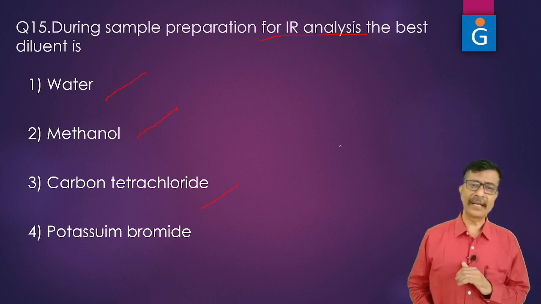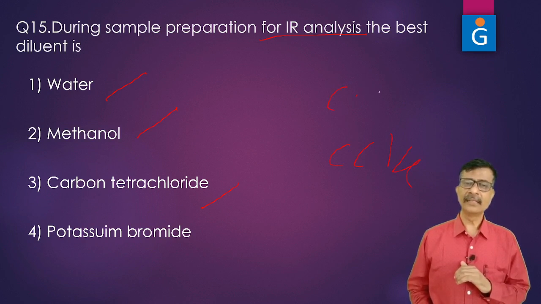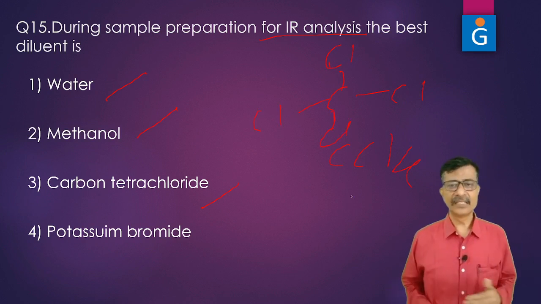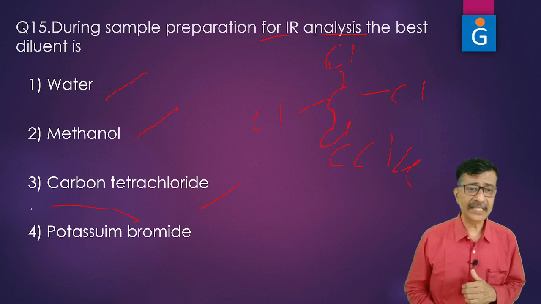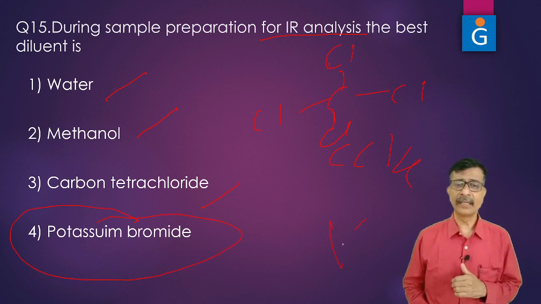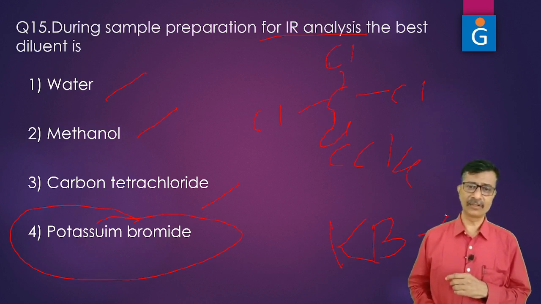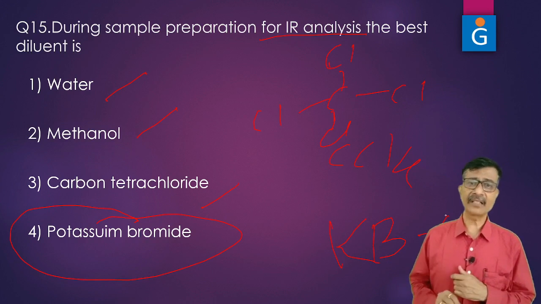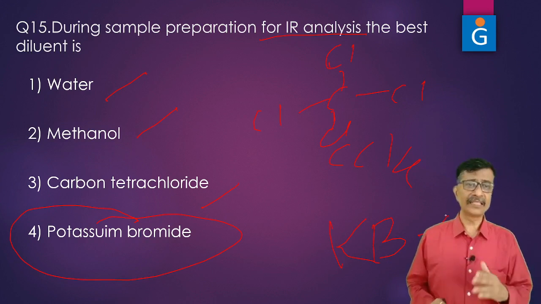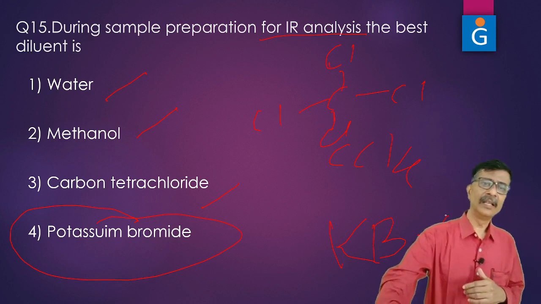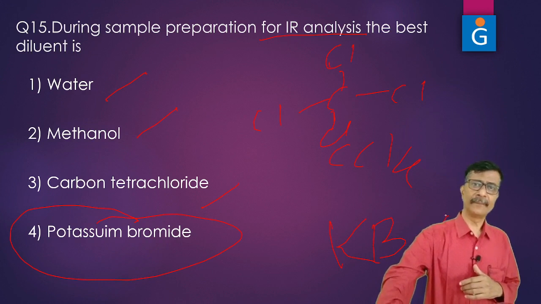Carbon tetrachloride, CCl4: there is C-Cl bonding like this. So the C-Cl bond can absorb IR radiation because there is a change in dipole. But potassium bromide, KBr, is a salt and it is not absorbing IR radiation. So it is the option as a diluent for preparation of samples in IR spectroscopy.